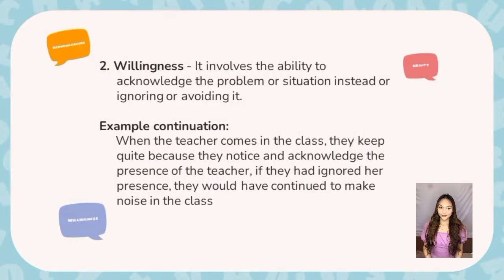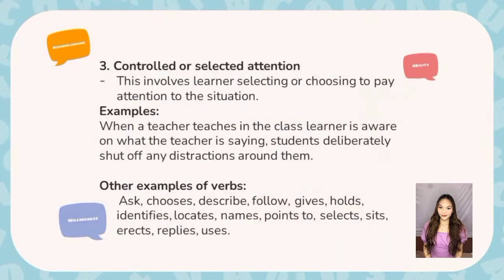Number 2 is willingness. It involves the ability to acknowledge the problem or situation instead of ignoring or avoiding it. The example continuation: when the teacher comes in the class, they keep quiet because they notice and acknowledge the presence of the teacher. If they had ignored her presence, they would have continued to make noise in the class. Number 3. Controlled or selected attention. This involves learners selecting or choosing to pay attention to the situation.